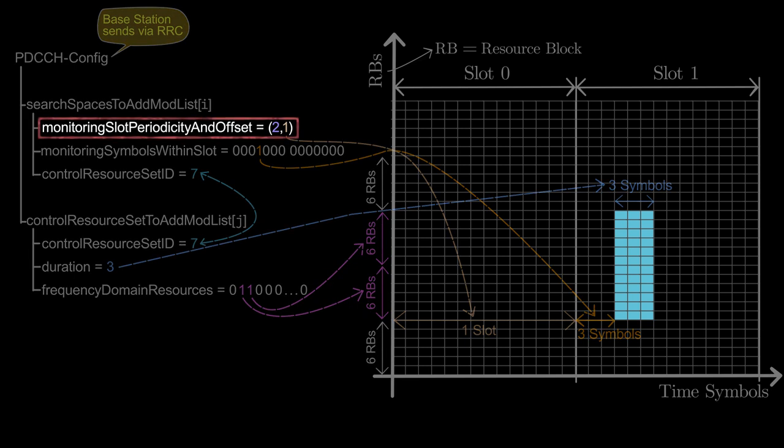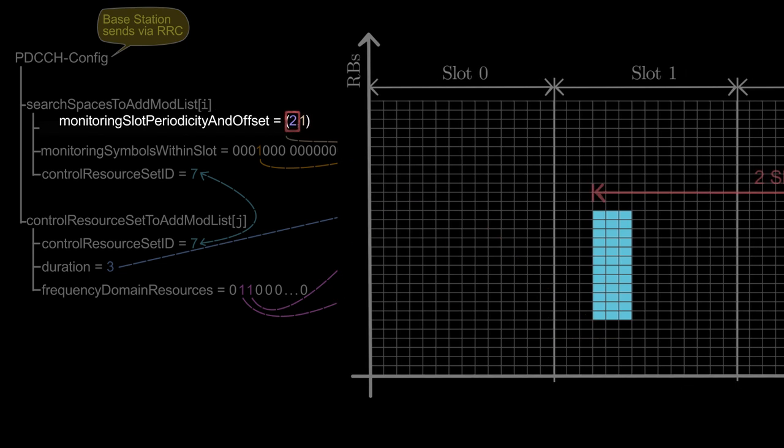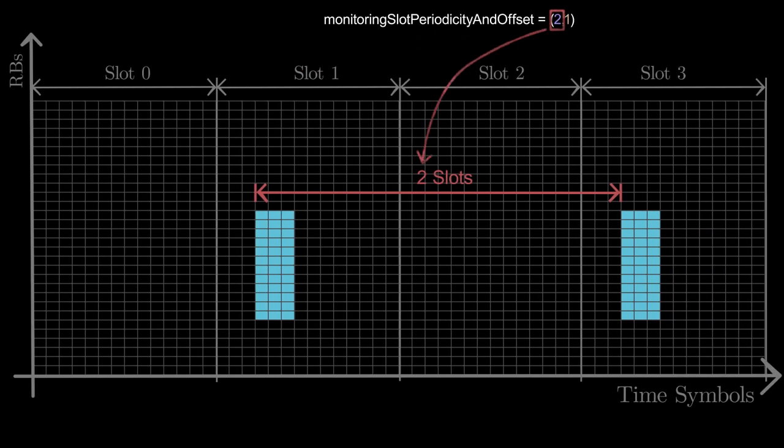The parameter monitoring slot periodicity and offset indicates the slot index of CORESET. This parameter is a tuple with two values. The first value indicates the periodicity of the CORESET, that is, after how many slots the CORESET resources are repeated. In this example, periodicity is 2, that is, CORESET is repeated on every second slot.